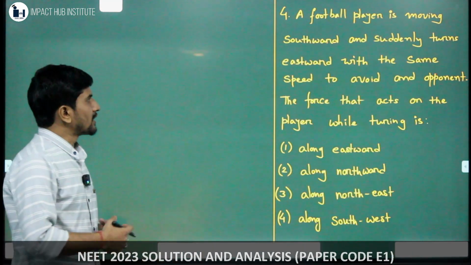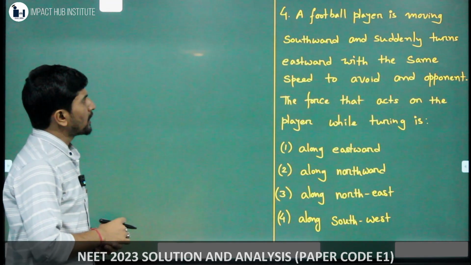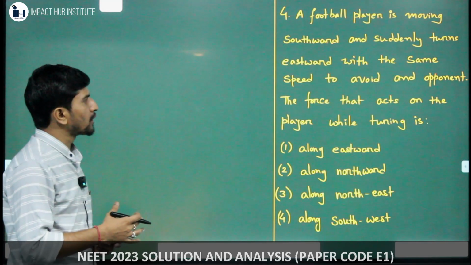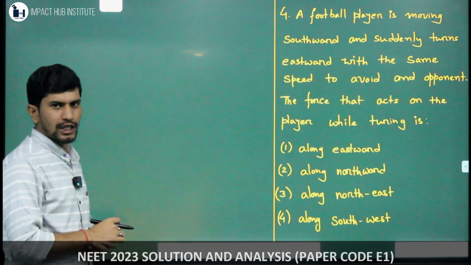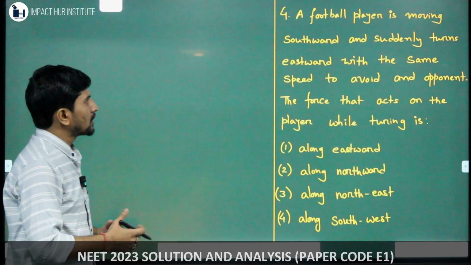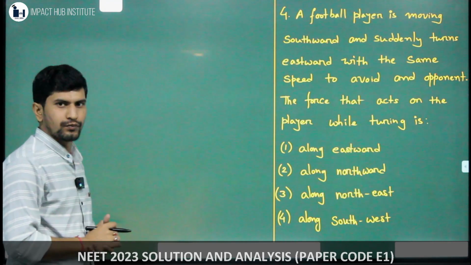This question describes the situation as follows. There is a football player. This football player was moving in the southward direction and all of a sudden the football player has to move in the eastward direction. And in this process, the football player experiences some force and we are supposed to find the direction of that force.